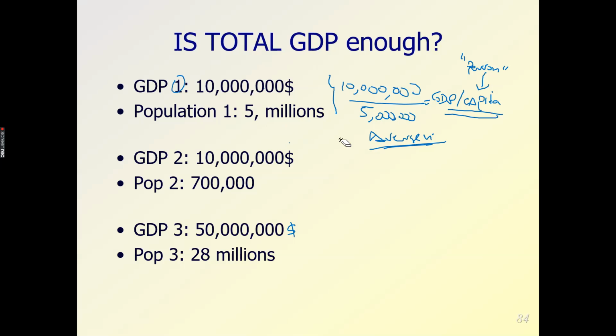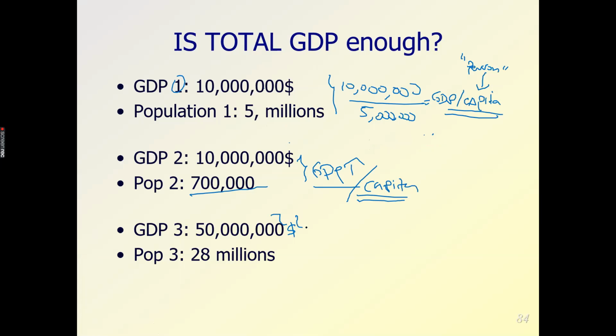Some people earn more, some people earn less. Let's look at this other country. The other country that we see here is actually producing the same as country one, but they have a smaller population. So the GDP per capita here would be bigger per capita, per person.